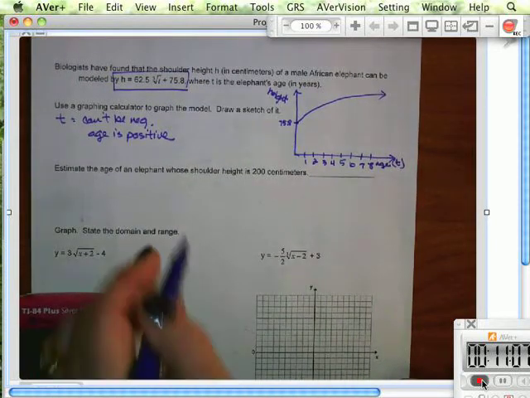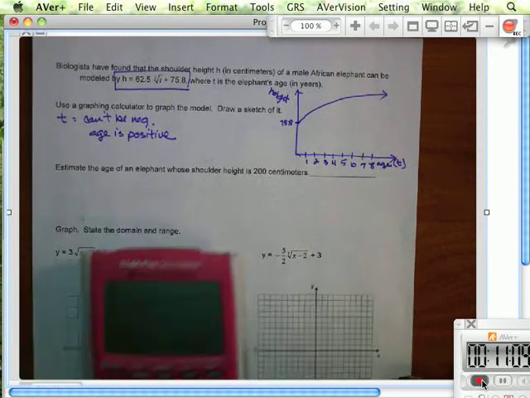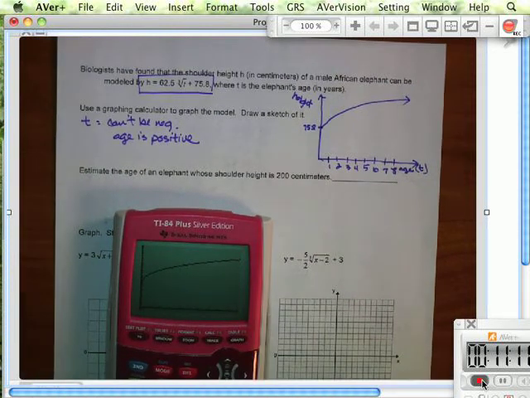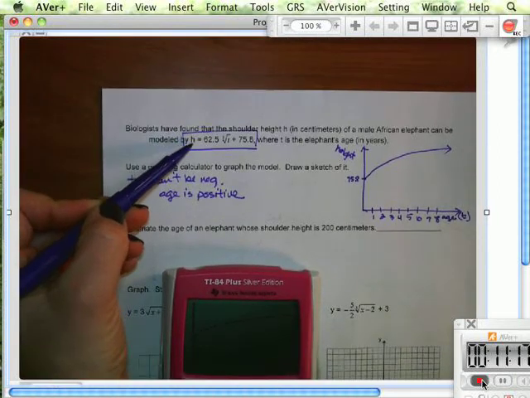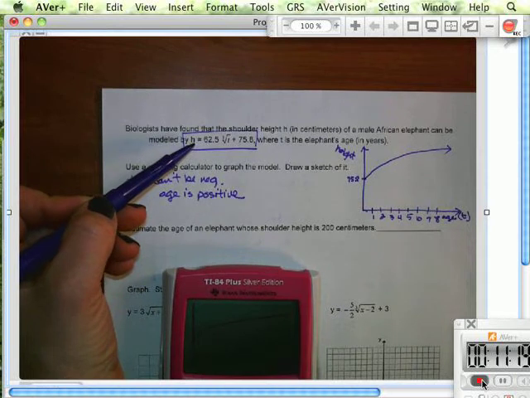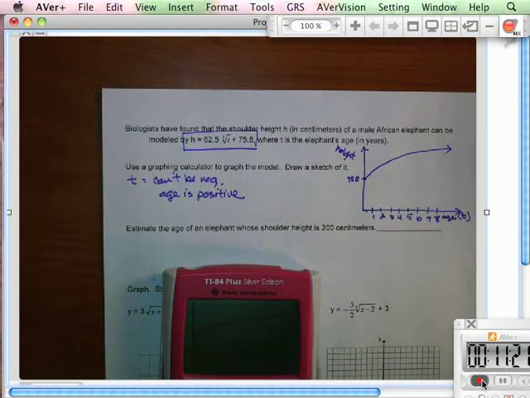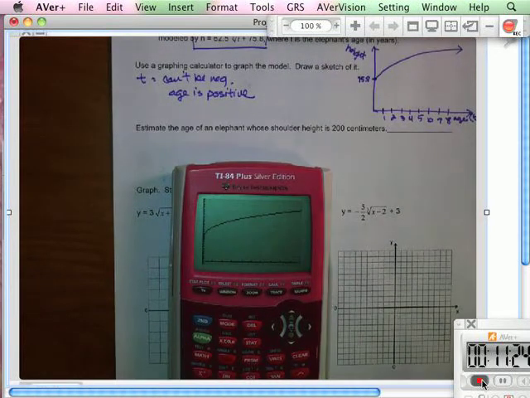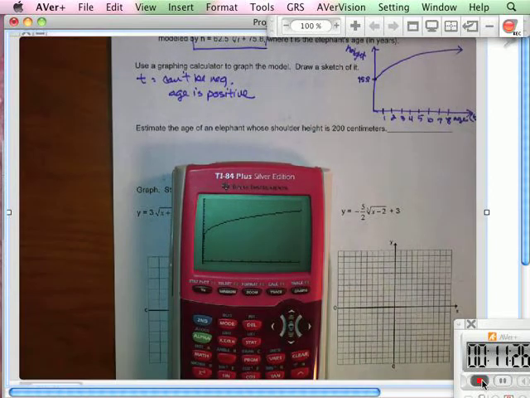Estimate the age of the elephant whose shoulder height is 200 centimeters. Well, what could I do? I could do a table. I could stick 200 in here and solve for t. That's a pain. Or I could do trace, trace on the graph. So let's push trace.